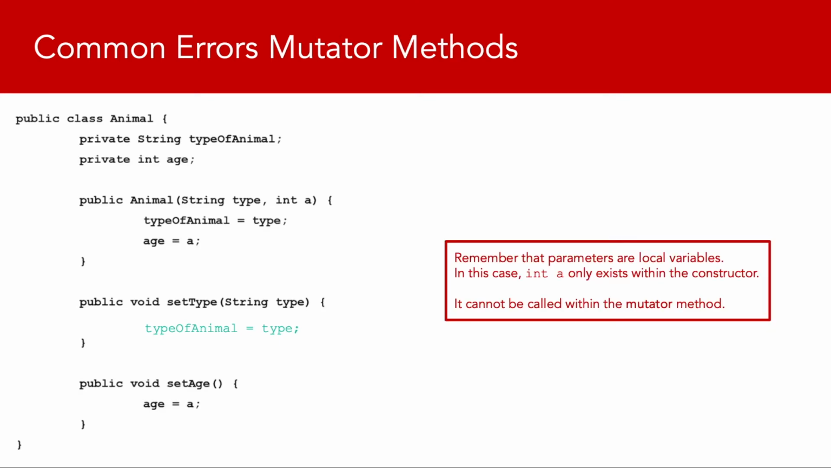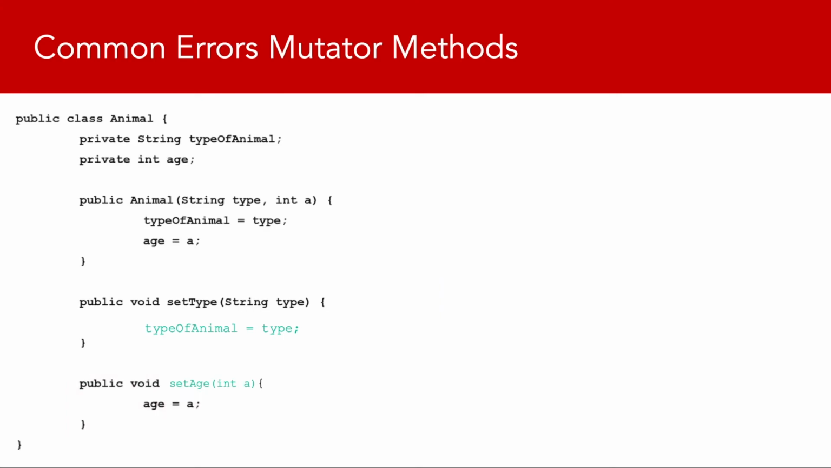Remember that parameters are local variables. In this case, integer a only exists within the constructor. It cannot be called within the mutator method. Each method needs its own parameters. This is the correct way of writing it.